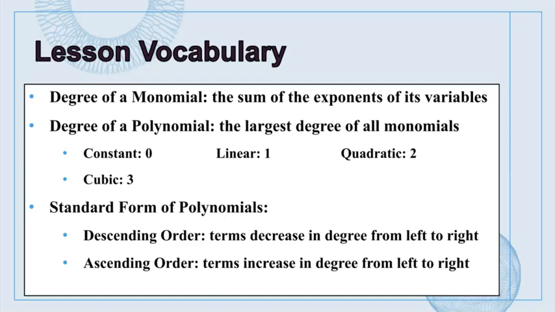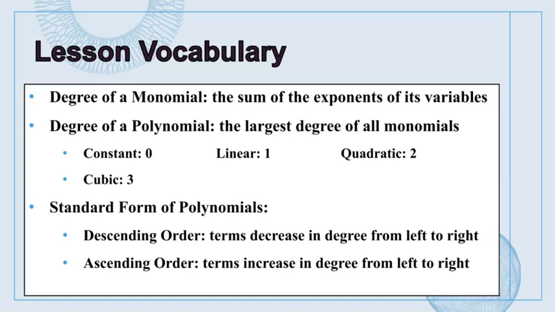Next part is dealing with the degree of the polynomials. So first, the degree of a monomial is just the sum of the exponents of its variables. So if I have one group of numbers and letters, I just add up the exponents in that group, and that would be the degree of that monomial. But if you have a degree of a polynomial, you would find the degree of each term, so each monomial, and then the degree of the whole thing would be the greatest degree of each of the monomials.